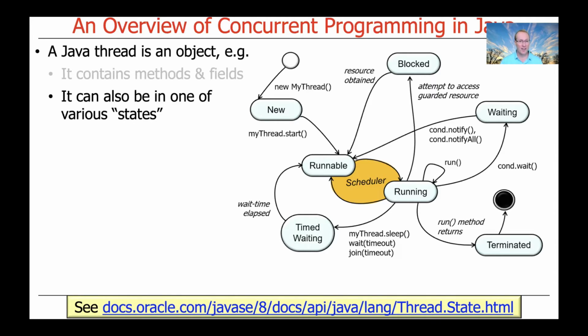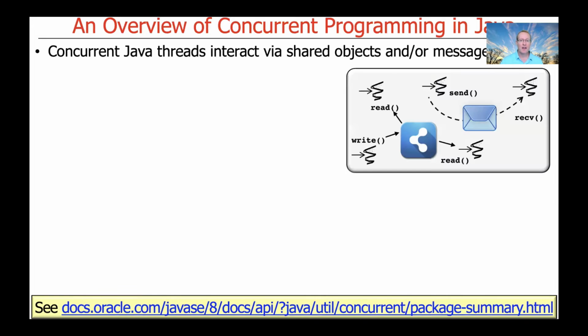Then when the underlying scheduler decides it's your turn, you can be running. At some point, your run method will return, either because it fell off the end normally or through an exception that wasn't handled inside of run. That will cause the thread to become terminated. So those are just a bunch of different states. We're going to talk more about these states later, but for right now, just be aware that a thread can be in different states. Concurrent Java threads interact by sharing objects and/or messages.